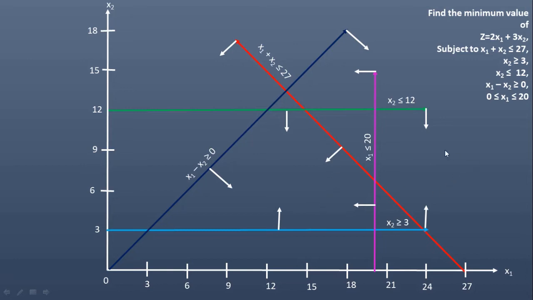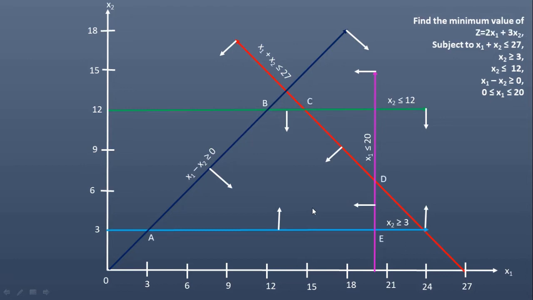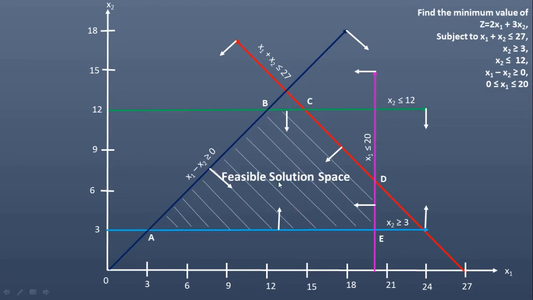After drawing all the lines, I get a feasible solution space. What is this feasible solution space? It is nothing but the solutions which satisfy all the constraints simultaneously. Any point I take in this zone is going to satisfy all the constraints simultaneously. Then I say that I have a feasible solution space.